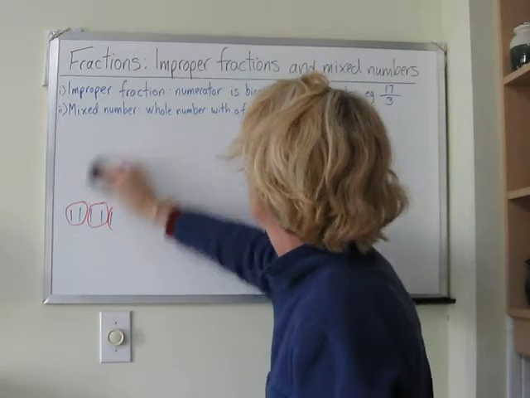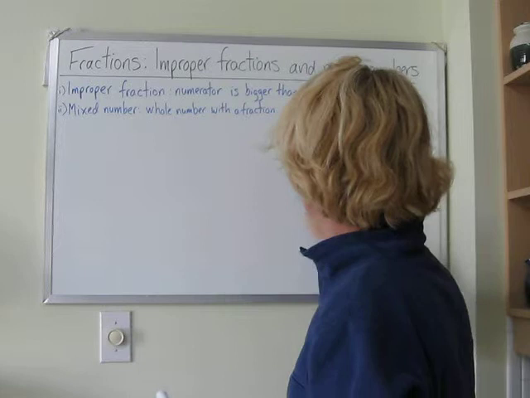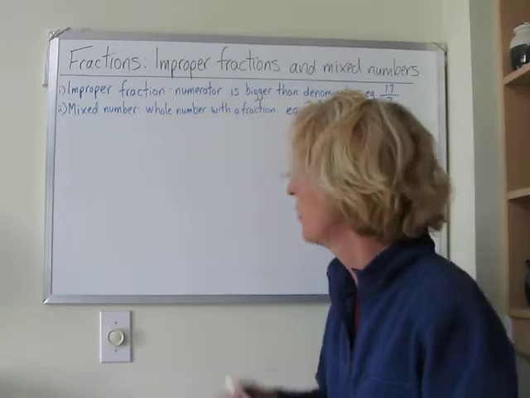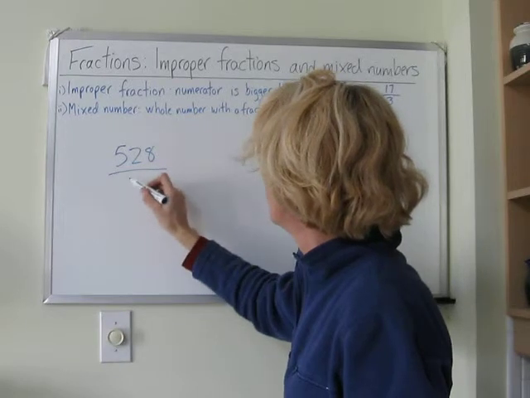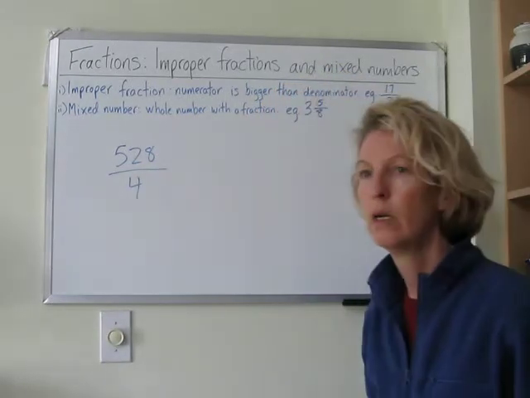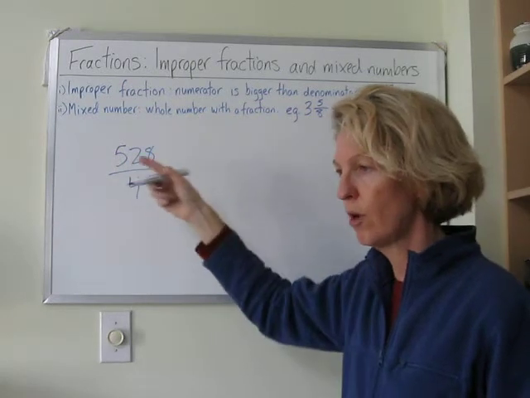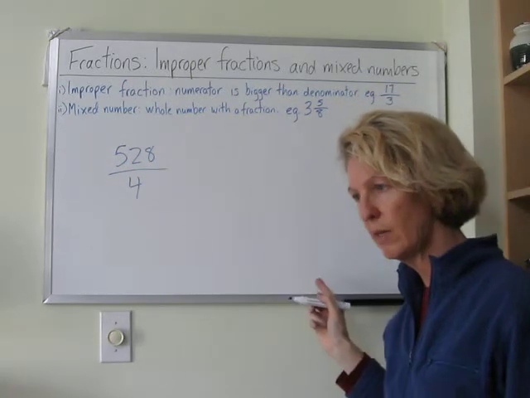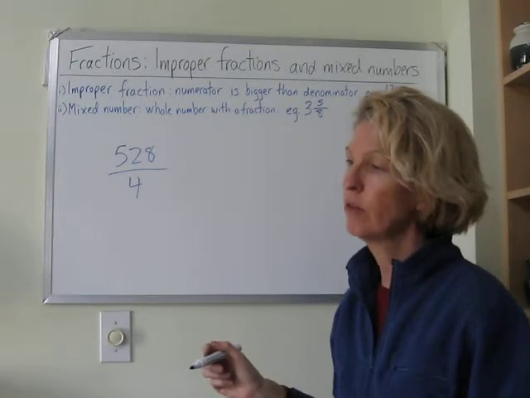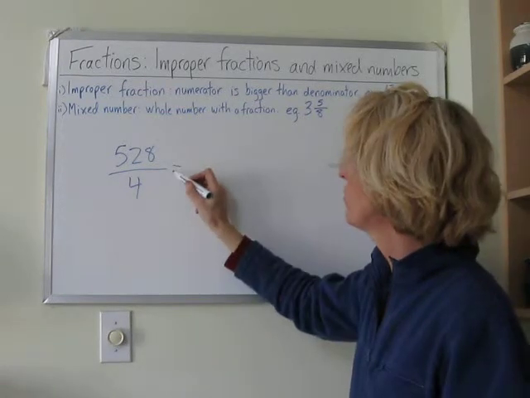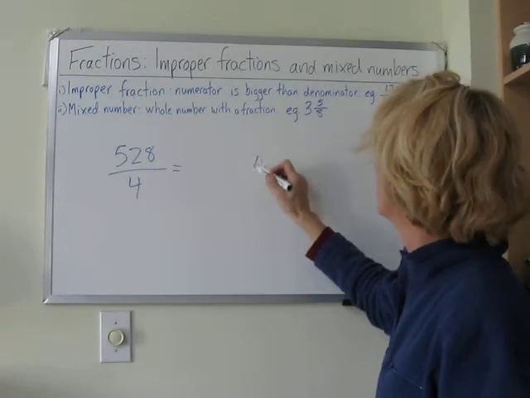That makes sense? Yeah, correct. You see how it works? And it's important to know that because what if we have something like 528 over 4? Are we going to take time to draw 528 sticks? No. And then circle four? That's going to take a really long time. How about we use division to convert this into a mixed number.